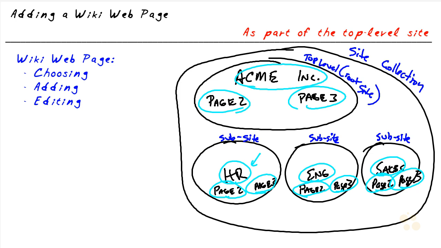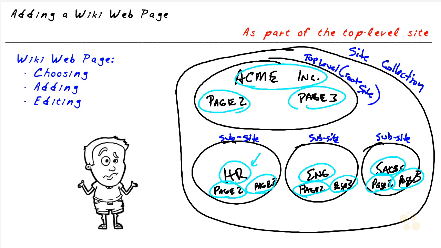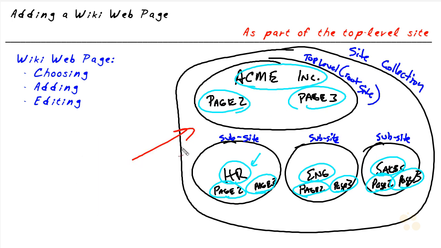Now, the question that could come up, and it may have come up for you already, is do we have to have like a top level site and then sub-sites, or couldn't we just have one big site and lots of separate pages? For example, we could have separate pages for HR and separate pages for engineering and separate pages for sales and just have one top level site. And the answer is absolutely yes. It depends on how you want to organize it and how you want to set it up.